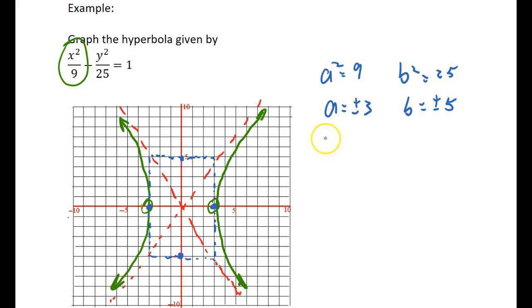What about the foci? Well, c is plus or minus the square root of a squared plus b squared, which is plus or minus the square root of 34, which is just a little bit less than the square root of 36. So I am going to put one focus a little bit less than 6 here, and another focus a little bit less than 6 here. So we'll call that focus 1 and focus 2.